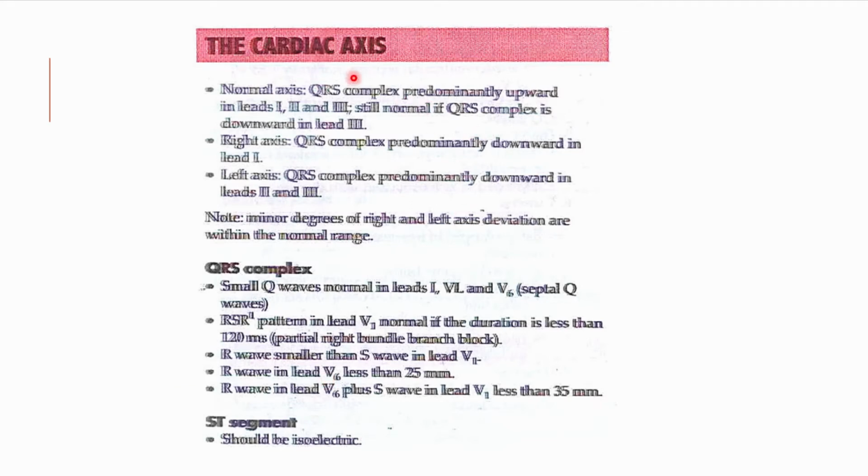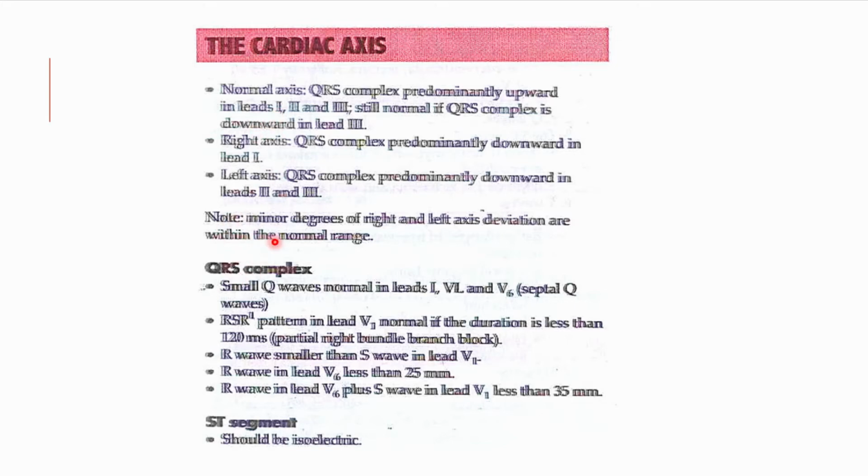Then the cardiac axis. For a normal axis, the QRS should be predominantly upwards in leads 1, 2, 3, and it's also still normal if the QRS complexes in lead 3 are facing downwards. So compare lead 1 as well as lead AVF and lead 2. In right axis deviation, the QRS complex is predominantly negative in lead 1, and positive in lead 2, lead 3, and lead AVF. In left axis deviation, the QRS complex is predominantly negative in leads 2 and 3, and you also look at lead AVF. Remember, right reaches, left leaves, and all good thumbs up, so everything is pointing upwards.